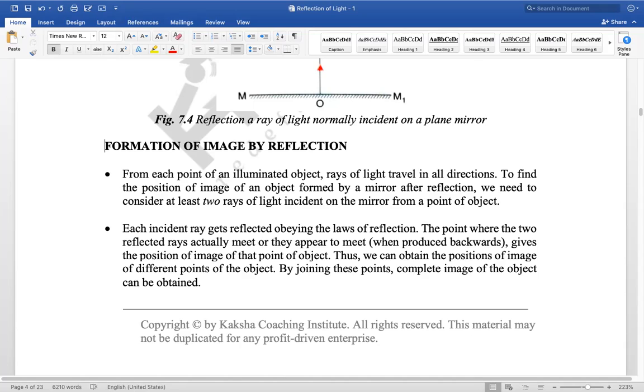ठीक है. So जितने इंसिडेंट रे हैं, each incident ray gets reflected obeying the laws of reflection. The point where the reflected rays actually meet, or they appear to meet when produced backward, gives the position of image of that point of object. Thus, we can obtain the position of image of different points of the object, and by joining these points, the complete image of the object can be obtained.